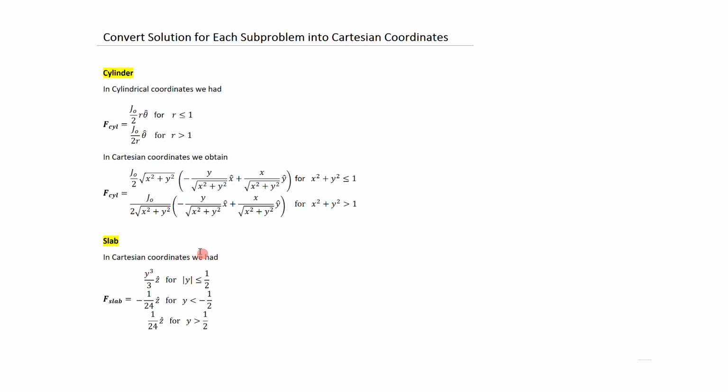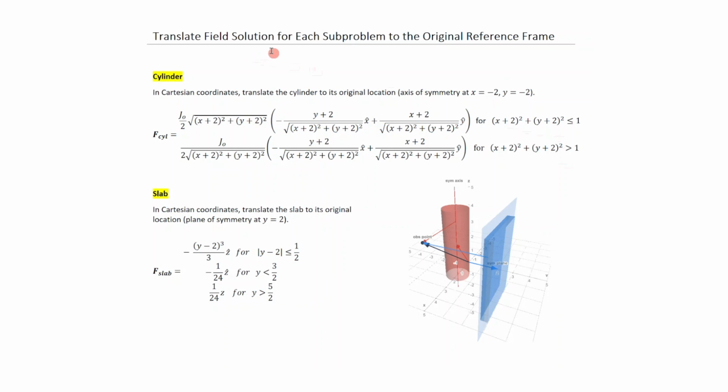Again, for the slab case, we have three regions: the region inside the slab, the region where y is less than minus 1/2, and the region where y is greater than 1/2. So we have to translate the field solution for each subproblem to the original reference frame. For the cylinder, it's the difference between the original and a particular location, with reference to an axis of symmetry or plane of symmetry. In this case, it would be the position of interest.